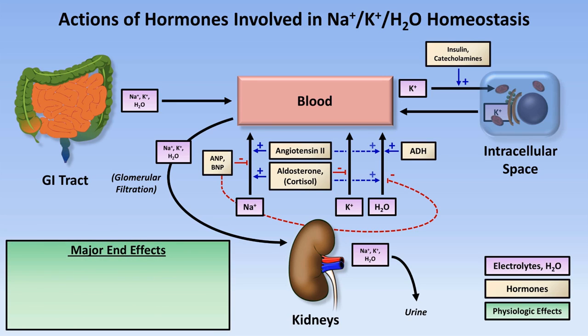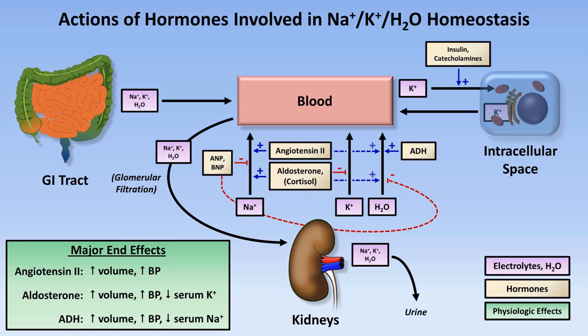The major end effects of this system are as follows. Angiotensin 2 promotes increased intravascular volume and thus increased blood pressure. Aldosterone also promotes increased intravascular volume and blood pressure, as well as decreasing serum potassium. And ADH promotes increased volume and pressure while decreasing sodium.